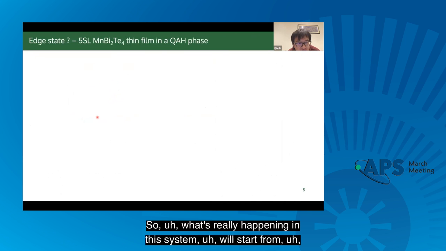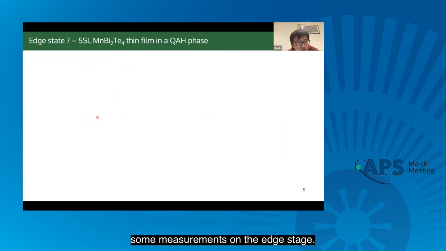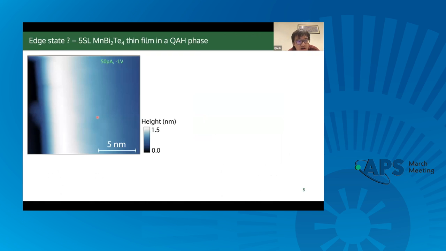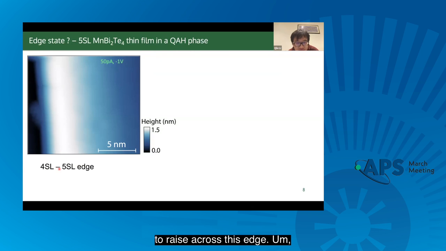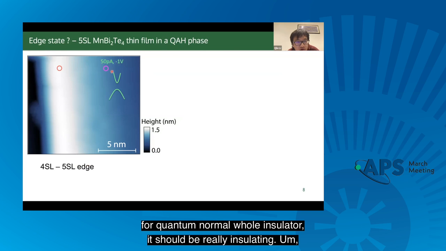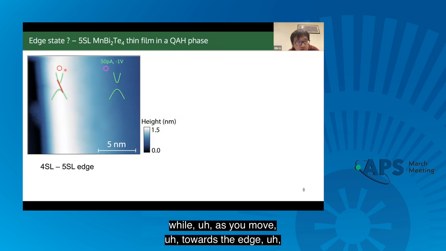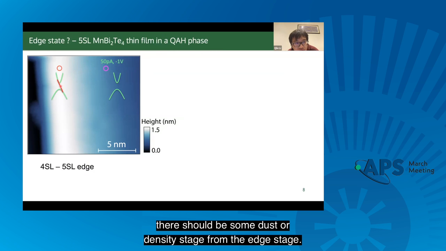So what's really happening in this system? We'll start from some measurements on the edge state. First, I performed a topography scan on the 4-layer to 5-layer edge. On this edge, the 4-layer has a Chern number of 0, while the 5-layer has a Chern number of 1, which means there should be an edge state appearing on the terraces across this edge. Ideally, in the bulk, a quantum anomalous Hall insulator should be really insulating, while as you move towards the edge, there should be some density of states from the edge state.